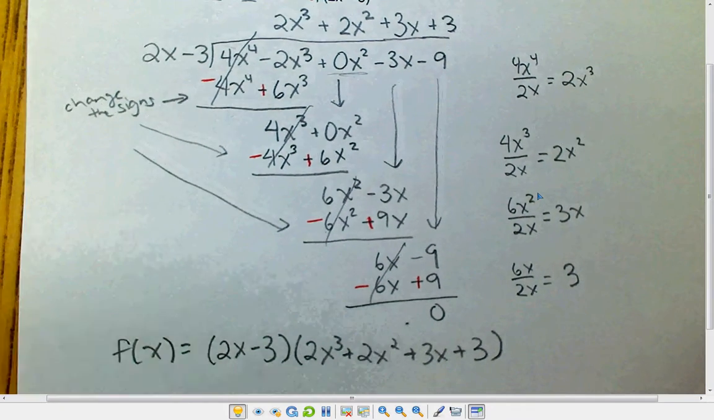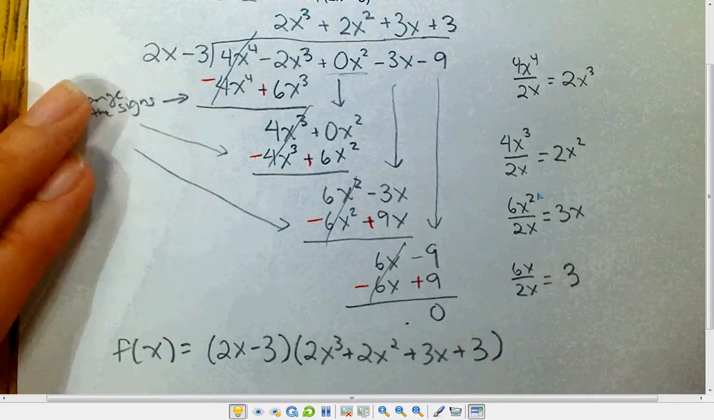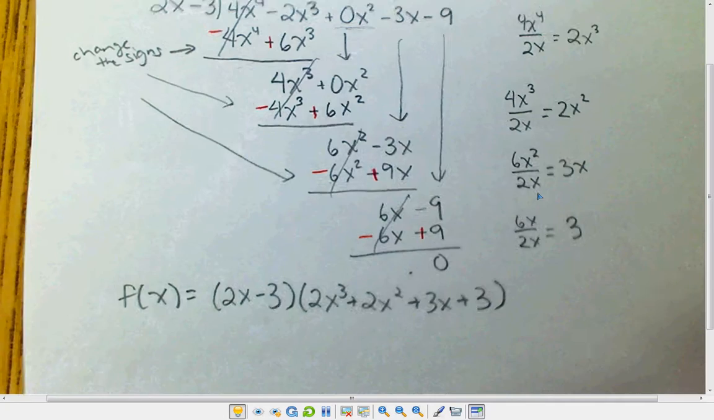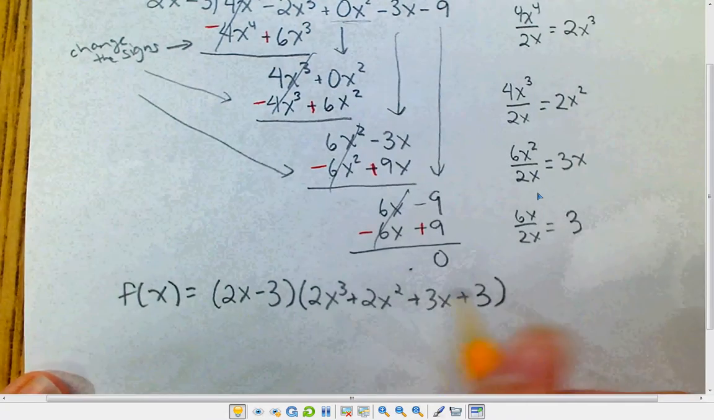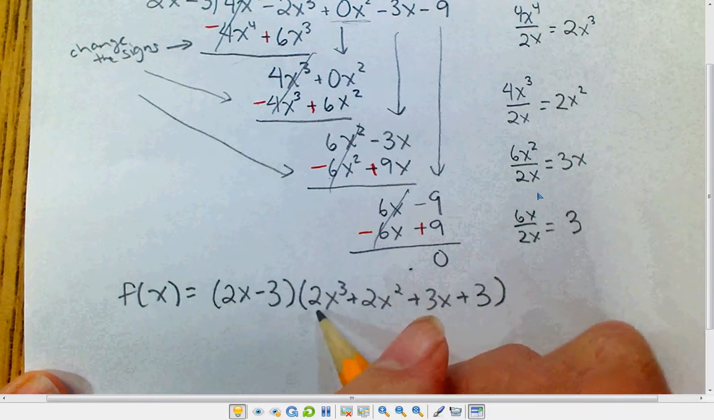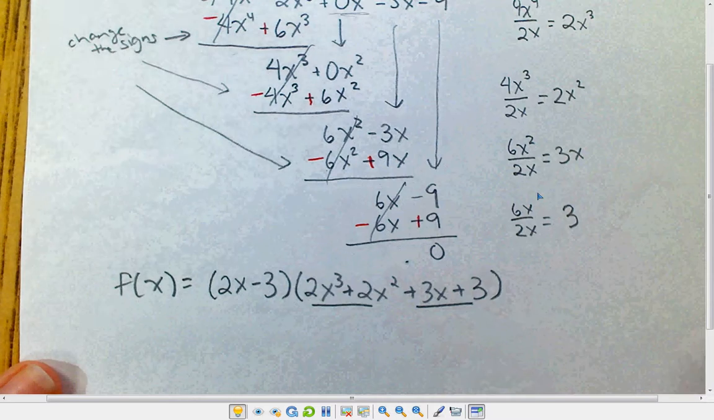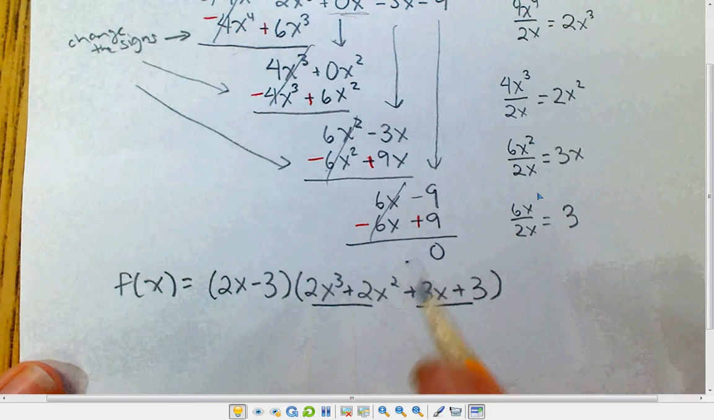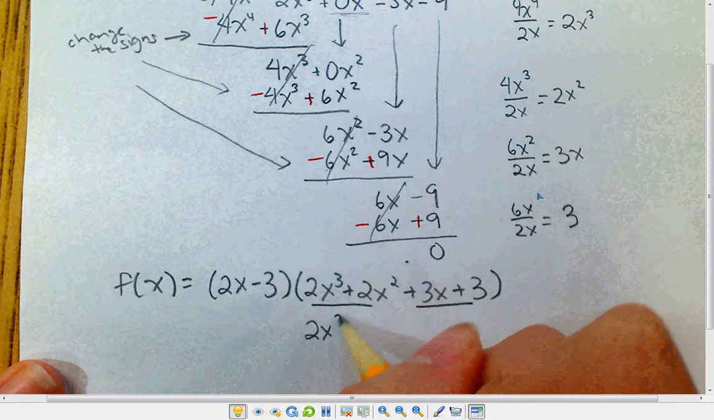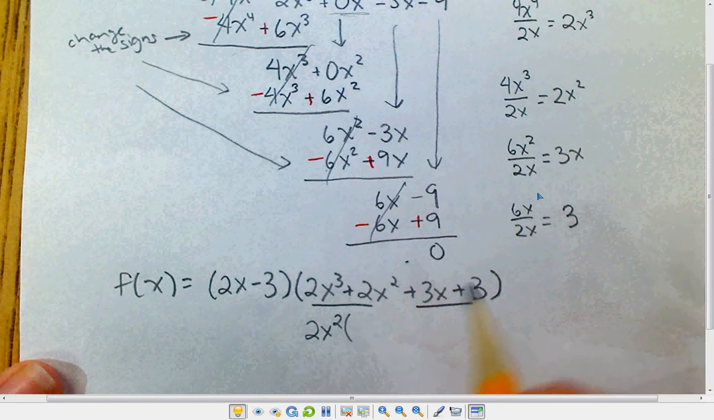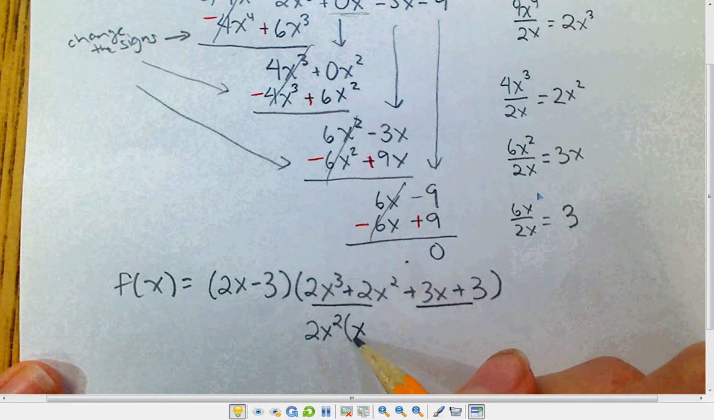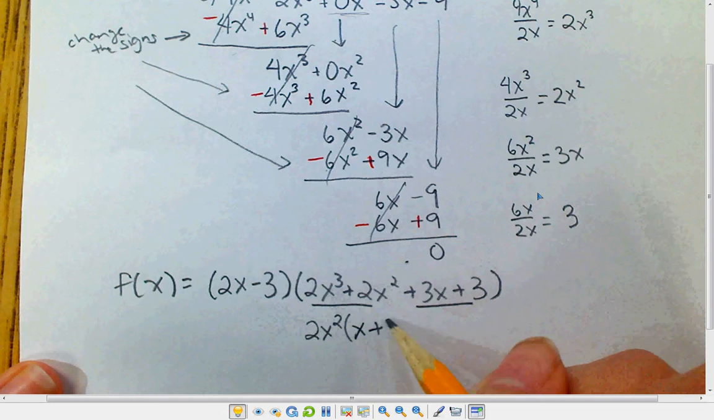So these two are factors of our original problem. Okay, so we want to completely factor this. In this problem, there's actually one last thing we can do to completely factor it out. This has 4 terms right here, so we can break this down even farther. What can I divide both of these two out by? 2x squared. When I take out a 2x squared, this leaves me with x plus 1.